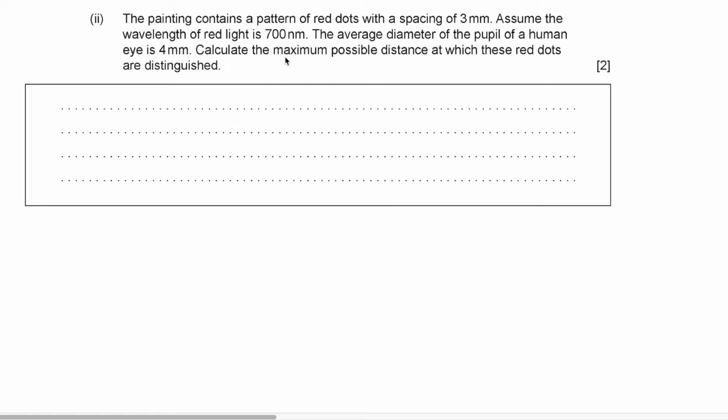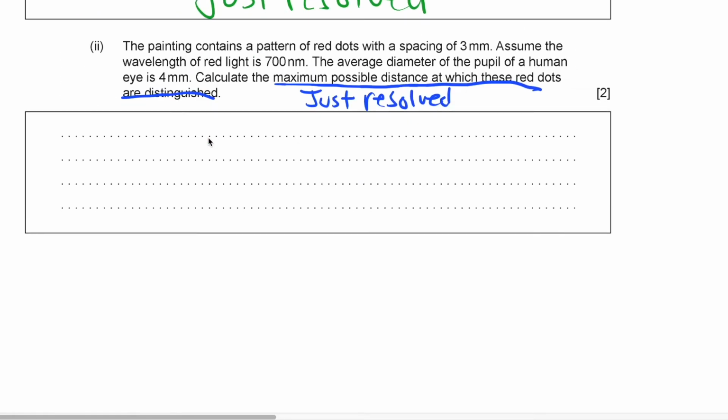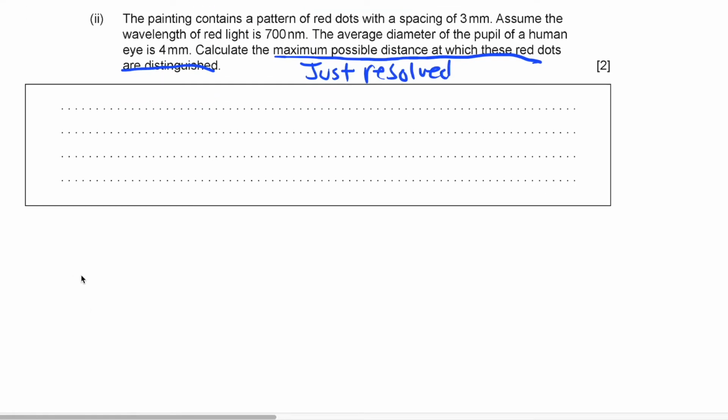So when you see maximum possible distance at which red dots are distinguished, you know that this problem is saying to calculate the distance when these red dots are just resolved. And this automatically links to the Rayleigh criterion, and we need to know how to represent the Rayleigh criterion as a mathematical equation. So the equation is this.